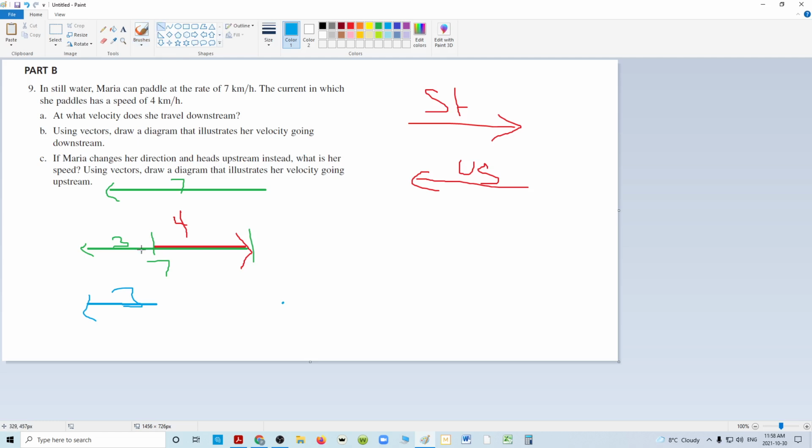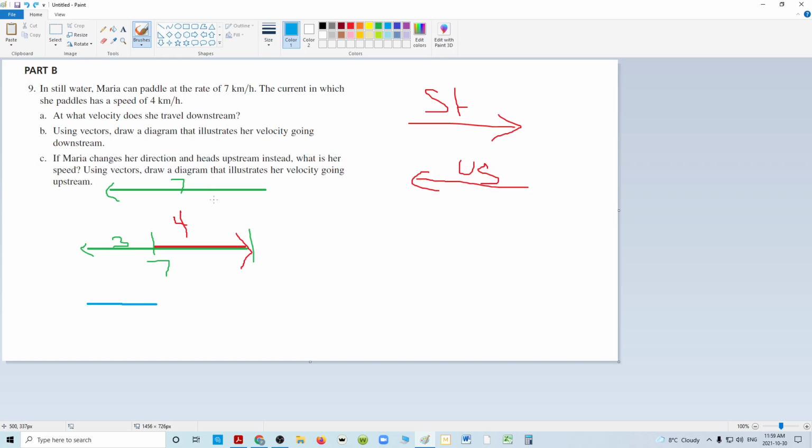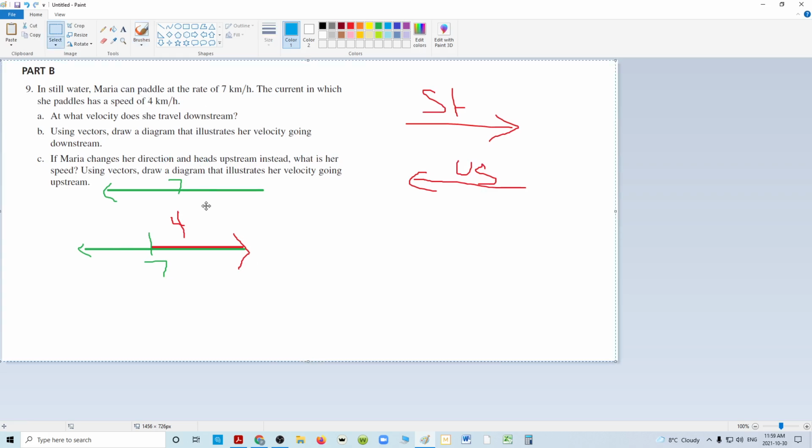So you end up with a long vector here when she's going downstream of 11, and when she's going upstream is 3. And what's interesting is the difference between these speeds, which is 8, is twice the speed of the river. And that's because in this direction we're subtracting the speed of the river once, and in this direction we're adding the speed of the river once, and the distance between -4 and +4 is 8. Counterintuitive. So we've done that, and we've done that, and we've done that. So we did them all accidentally.